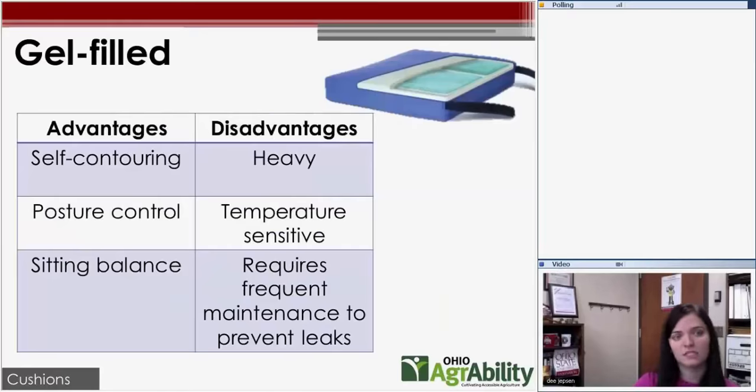The next is gel-filled. These are self-contouring. They do offer good postural control and allow for good sitting balance. They can be heavy, and especially for agricultural users, they are temperature sensitive. So if the person is using their chair outdoors a lot and the gel on the cushion freezes, that's not going to be very good. So you want to definitely take that into consideration with this type of cushion. They are also prone to leaks, so they require maintenance pretty frequently.